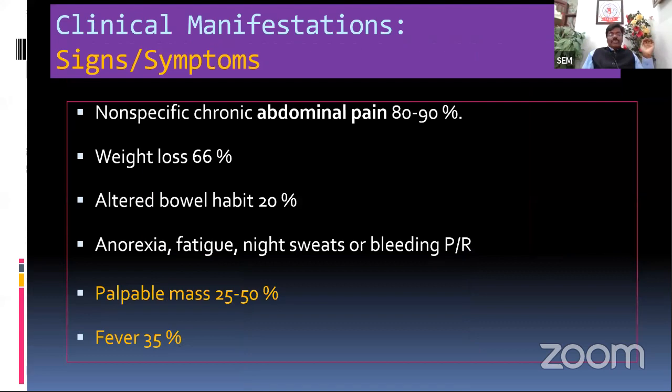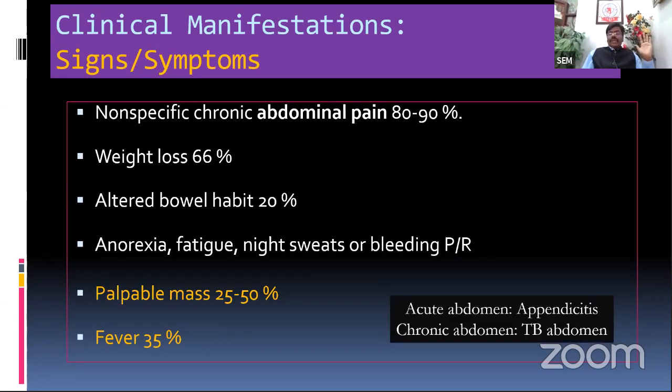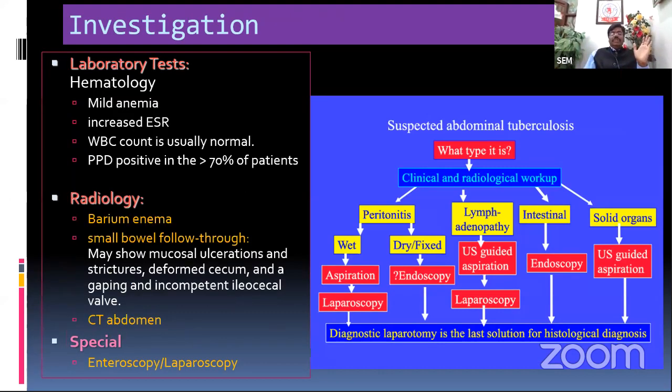Acid-fast bacilli. The presentation, as I told you already, is chronic abdominal pain, weight loss, low-grade evening rise of temperature, and a right iliac fossa mass. So this is one of the common causes of RIF mass. So acute abdomen is appendicitis; for chronic abdominal pain, if any patient comes to you saying, sir, I've been having abdominal pain for the last 6 months, one of the differential diagnoses has to be tuberculosis. Second is Crohn's disease. It is very, very important in our country.